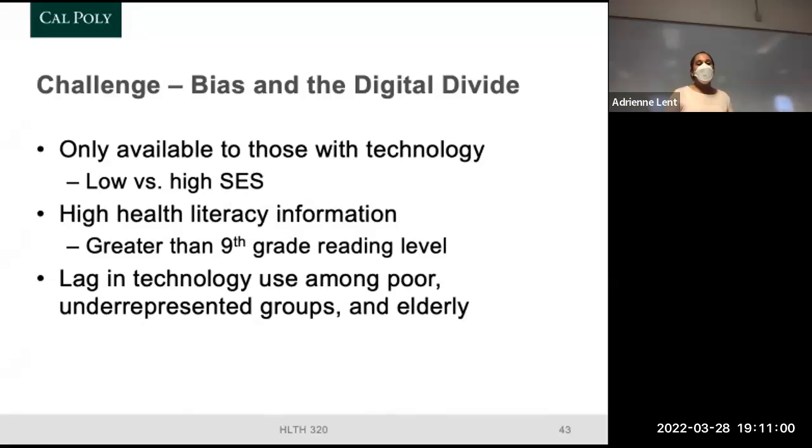Another issue is health literacy, right? Information can get posted in different forms of technology that can be really difficult for certain populations to understand. And so oftentimes you want to think about writing things at a specific reading level.